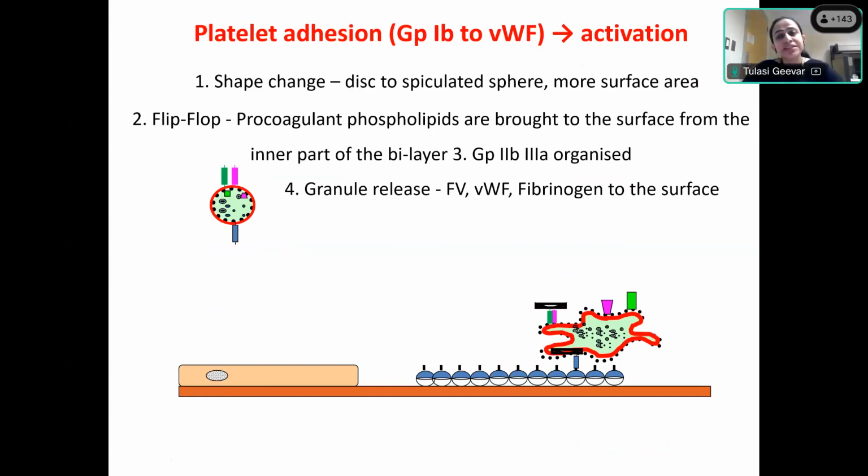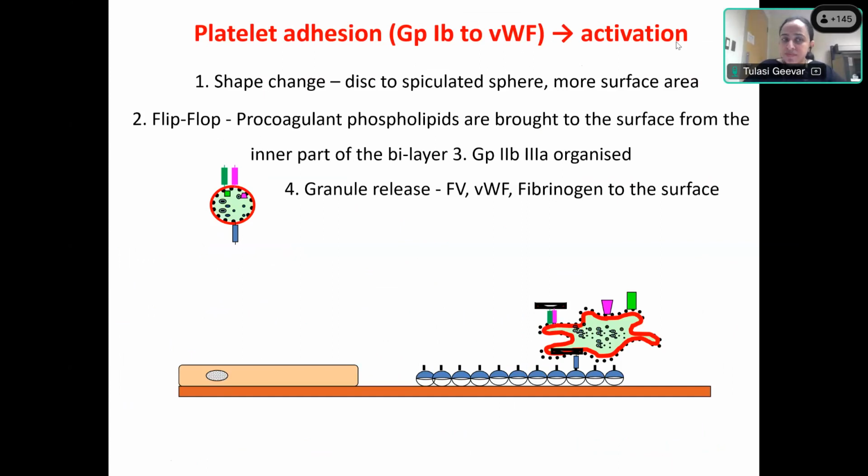Now, when platelets get activated, there are four changes which happen. One is a shape change. Platelets are small disc-shaped structures. They develop pseudopodia, becoming a spiculated sphere. This becomes important because it increases the surface area of the platelets. If you remember, according to the cell-based model, all coagulation occurs on the surface of the platelets. The more the surface area, the more is the area for the coagulation to occur.